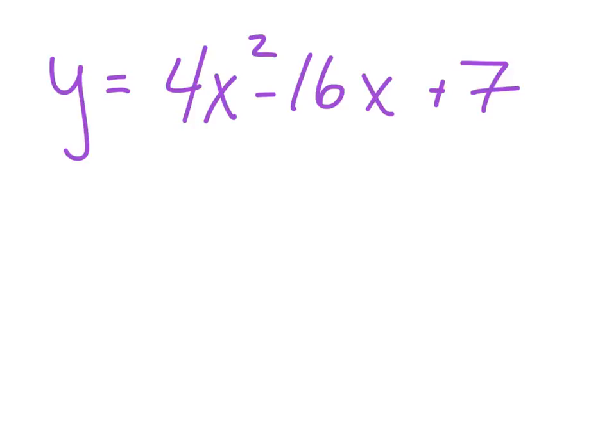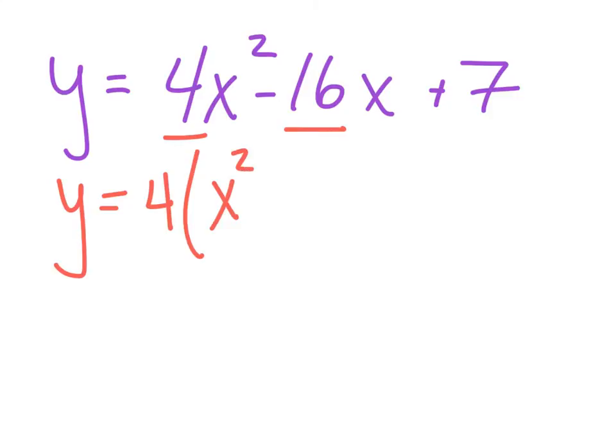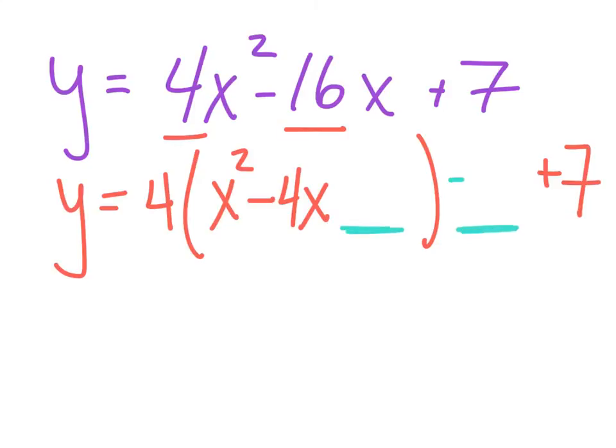All right, so let's try another messy one. So the first thing I'm going to do is pull out this GCF of 4. And I'm only pulling it out of the first two terms because 7 is not divisible by 4. So I get x squared minus 4x. I'm going to leave a space and another space and put my 7 here. Because remember, I have to add the number and subtract the number.